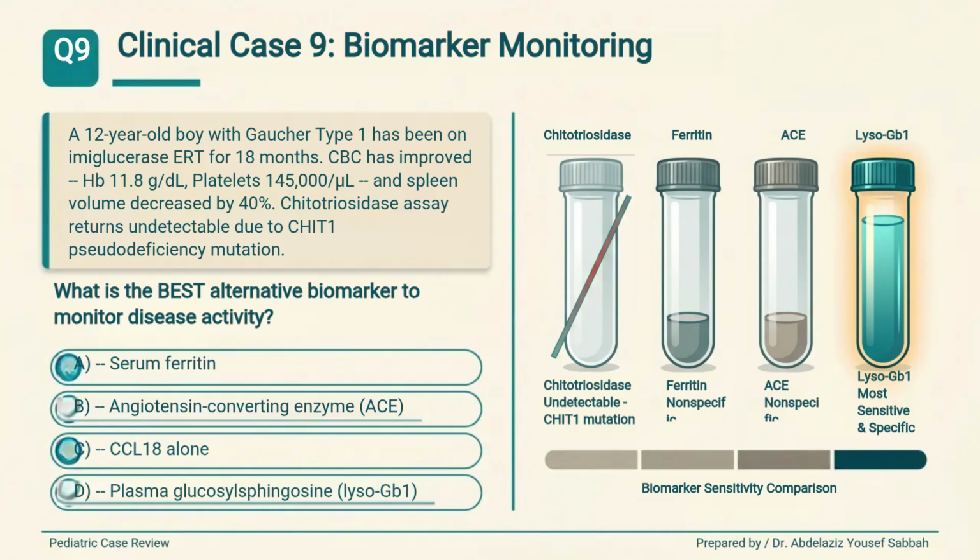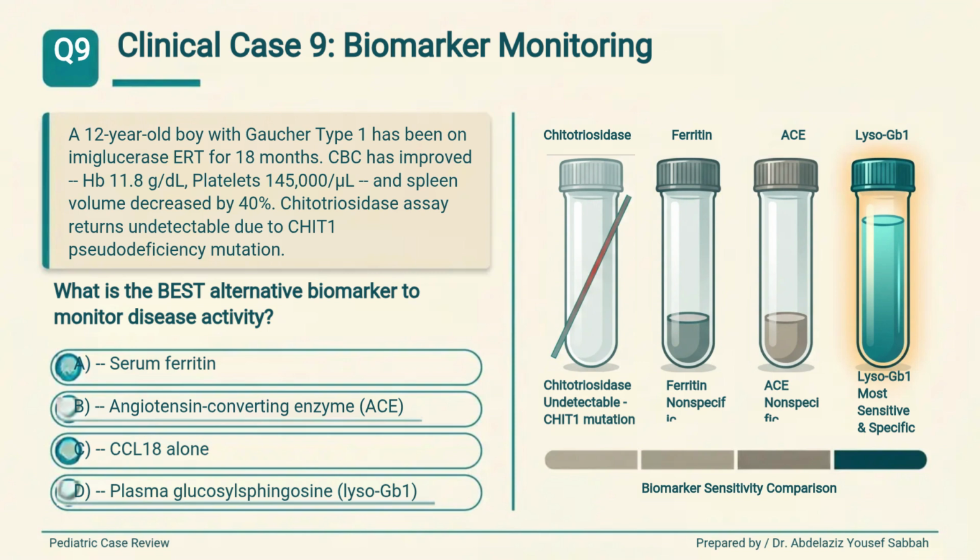Clinical Case 9. A 12-year-old boy with Gaucher type 1 has been on imiglycerase enzyme replacement therapy for 18 months. His complete blood count has improved, with a hemoglobin of 11.8 grams per deciliter and platelets of 145,000 per microliter, and his spleen volume has decreased by 40%. However, his chitotriosidase assay returns undetectable because of a CHIT1 pseudodeficiency mutation. What is the best alternative biomarker to monitor disease activity?